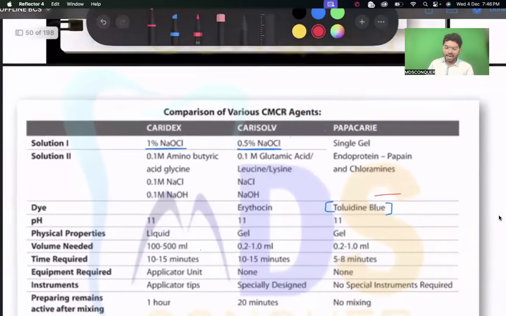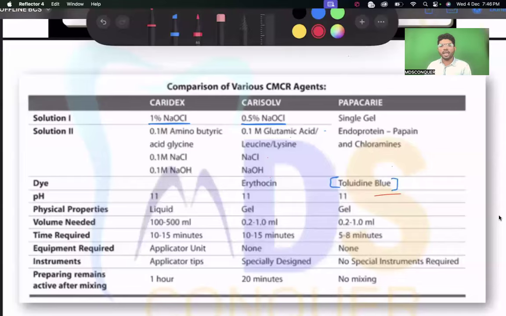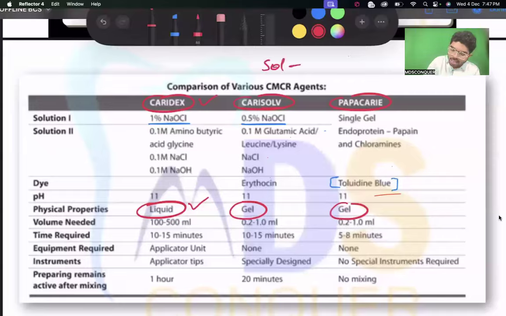If you look at this comparison table, it is very, very important for chemomechanical removal of dental caries. First is Caridex, second is Carisol, and third is Papacarie. The only thing I want to add is that Caridex is liquid. Sol doesn't mean it's a solution; it is a gel. So Caridex is liquid and the other two are available in gel forms. Don't get confused: people think Sol is a liquid, but Carisol is a gel.